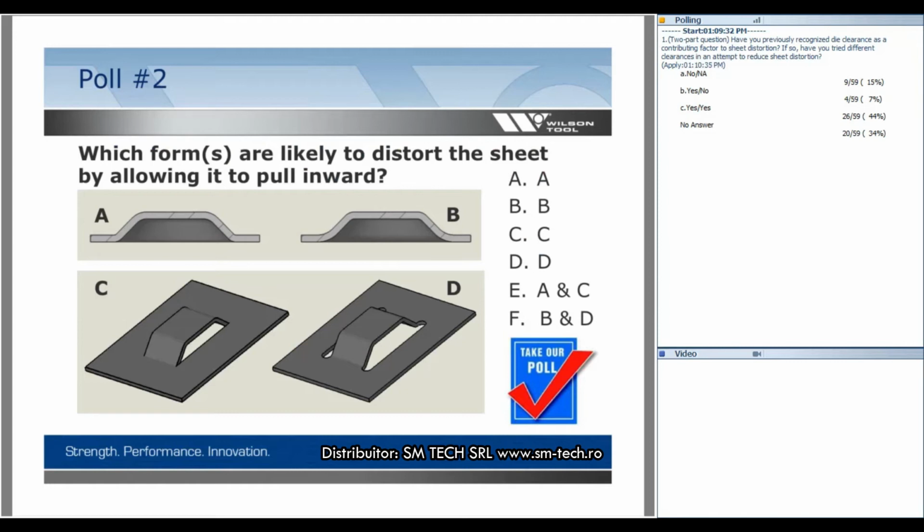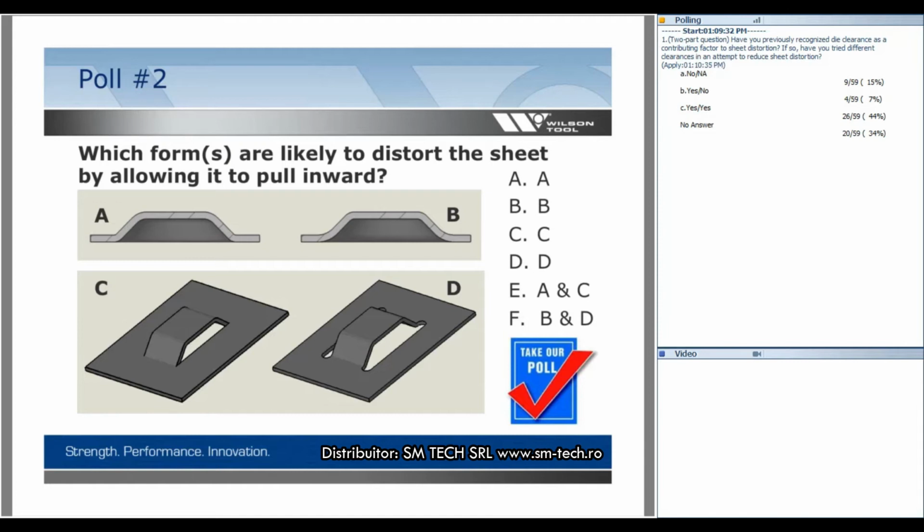A, B, C, D, both A and C, or both B and D. This is, hopefully, going to be an easier one. Tell me how well I'm speaking and how well everyone's understanding it. If you get it wrong, I think you should call me later on.